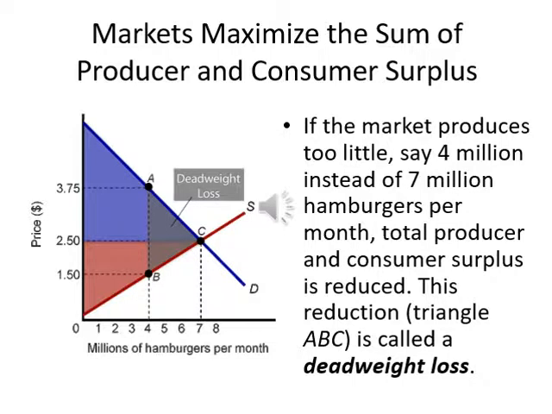Markets maximize the sum of producer and consumer surplus. If the market produces too little, say 4 million instead of 7 million hamburgers per month, total producer and consumer surplus is reduced. This reduction, triangle ABC, is called a deadweight loss.